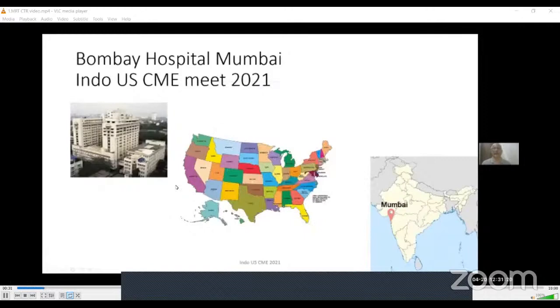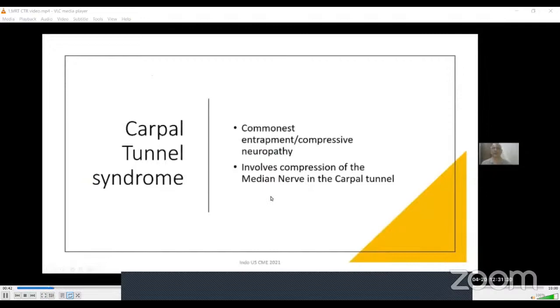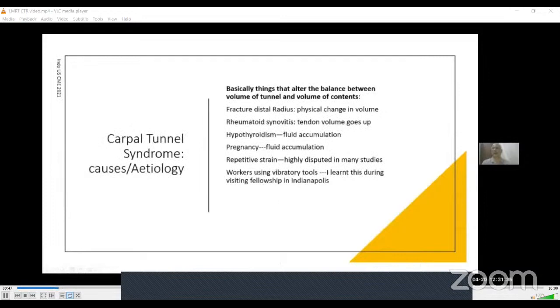Carpal tunnel syndrome is the commonest entrapment or compressive neuropathy which involves the compression of the median nerve in the carpal tunnel. If we discuss the etiology of carpal tunnel syndrome, the one common thing between all of them is anything that alters the balance between the volume of the tunnel and volume of the contents will eventually cause a carpal tunnel syndrome. As examples, I have listed a few things here and the reasons.